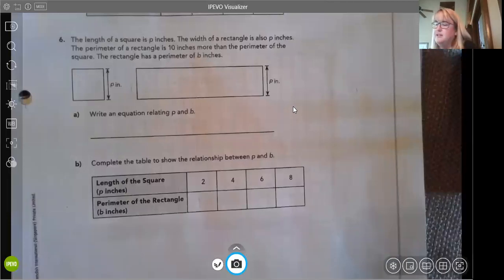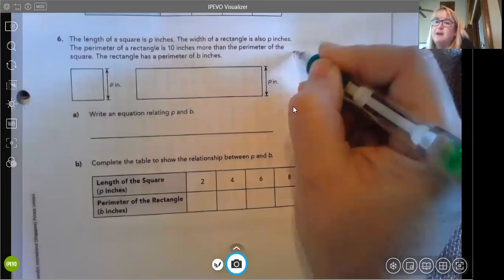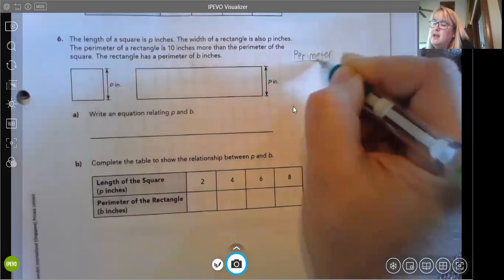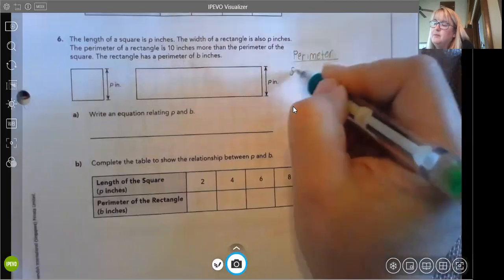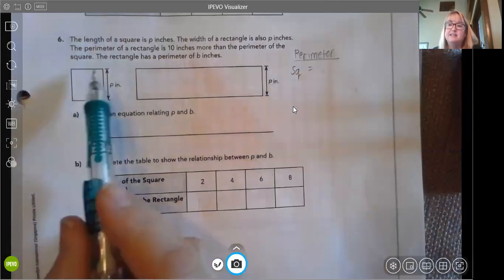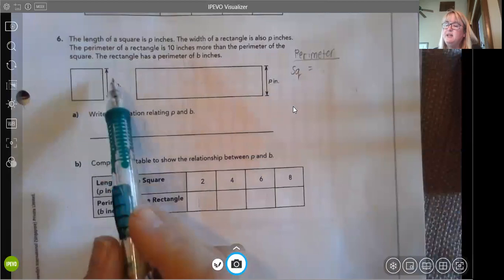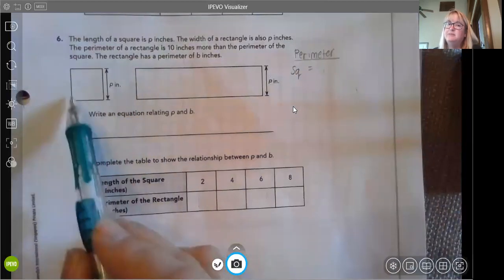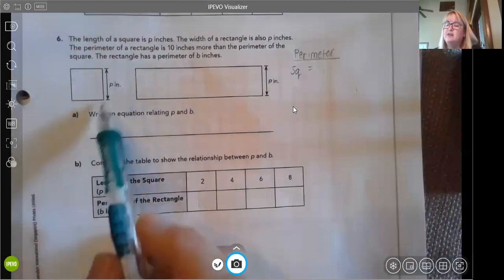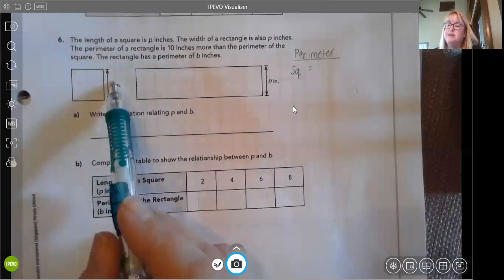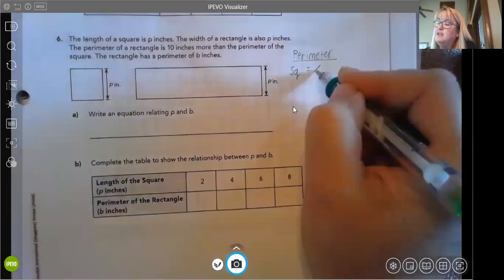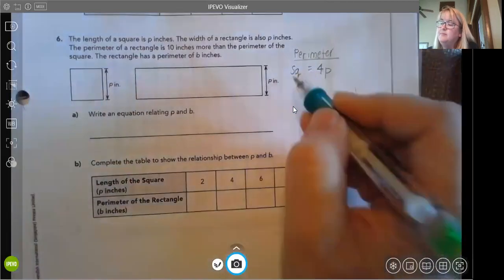Okay, let's work through this. So this is talking about perimeter, the distance around. A square has equal sides. So this side is P, this side is P, this side is P, this side is P. To find the perimeter, you add all the sides together: P plus P plus P plus P. Well, you have 4 of them, so the perimeter of the square is 4P.